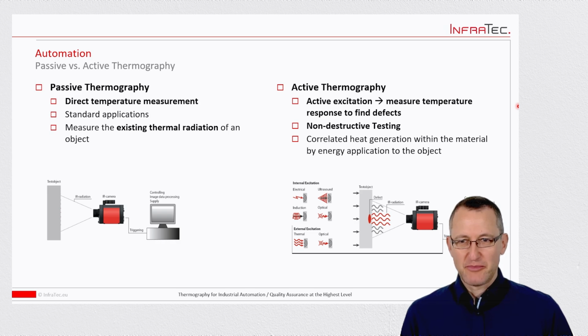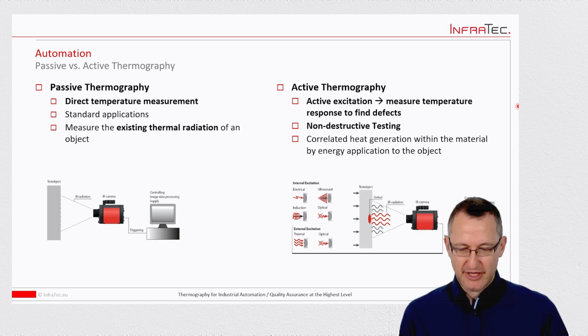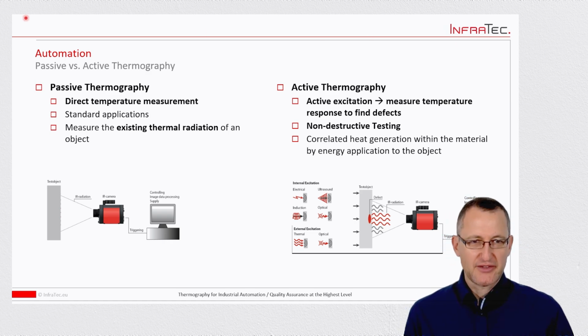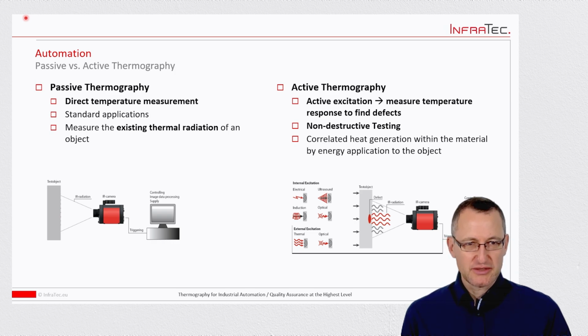So the mainly used application is passive thermography, where we measure directly the temperature of an object. This is kind of the standard application, and we measure the existing thermal radiation of an object. On the other hand, we have active thermography. This is a bit different because we make an active excitation, and we measure the temperature response to find defects.